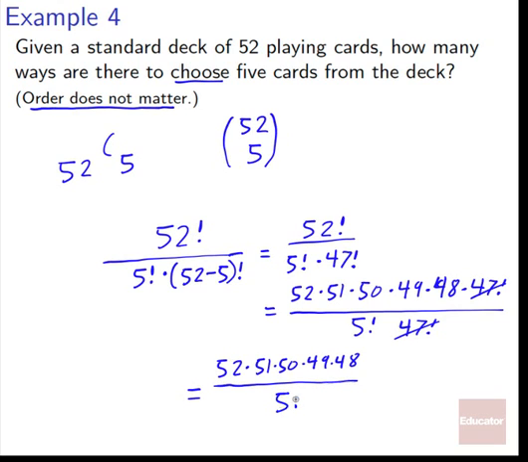5 factorial comes out to be 120, but it doesn't matter. We can plug all this into a calculator one way or the other. We work it out and we get 2,598,960 different ways that we can pull out 5 cards from the deck, not including order. So that means 2,598,960 5-card hands that are distinct from each other. That's a whole lot of possibilities in something that seems very small to begin with. Possibility grows at an incredibly fast rate.